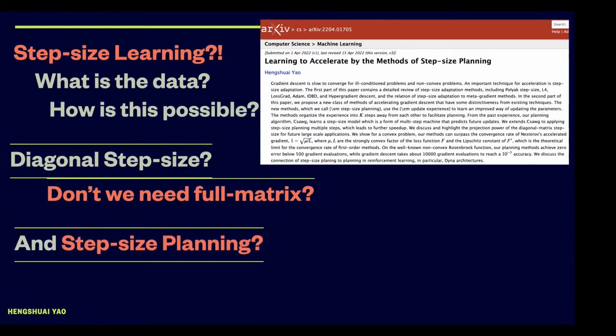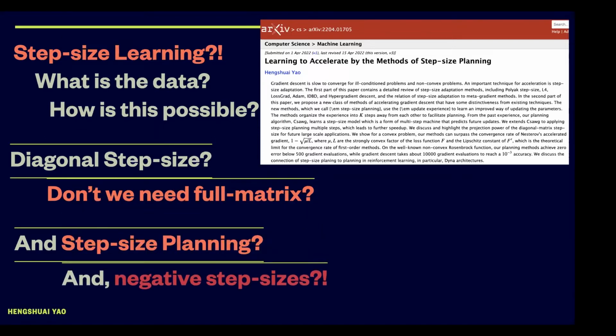So, step size planning. We talked about step size learning, which seems already crazy. Now step size planning. Everybody knows planning here. It's a reserved word in reinforcement learning, a process of solving a model. It's model-based reinforcement learning. So your algorithm is applied to gradient descent. How come it's planning? And crazy enough, the step size planning algorithm in this paper comes up with a negative step size sometimes.